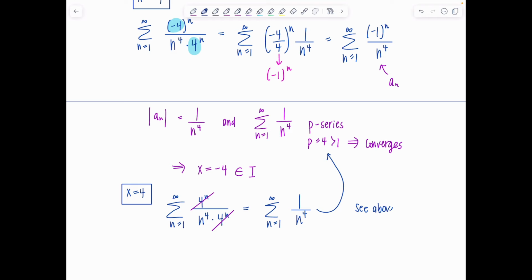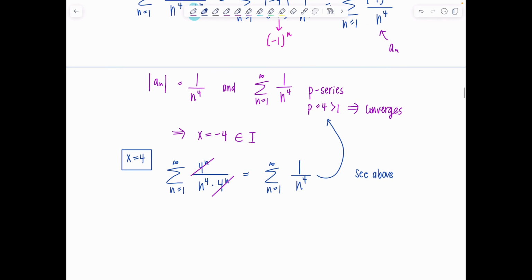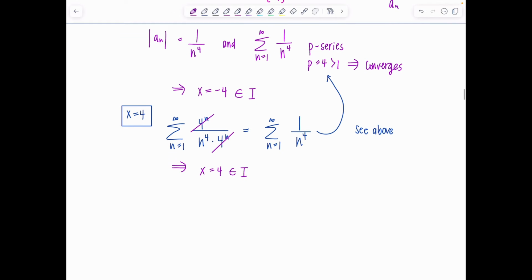See above. I told my students they can cite themselves on an exam. So if they've already proved something in a previous problem or whatever, they can just say, as I showed in question 2 or as I proved here. Okay, so that's it. So that means x equals +4 is also in the interval of convergence. So now we know that the interval of convergence goes from -4 to 4, brackets on both endpoints.